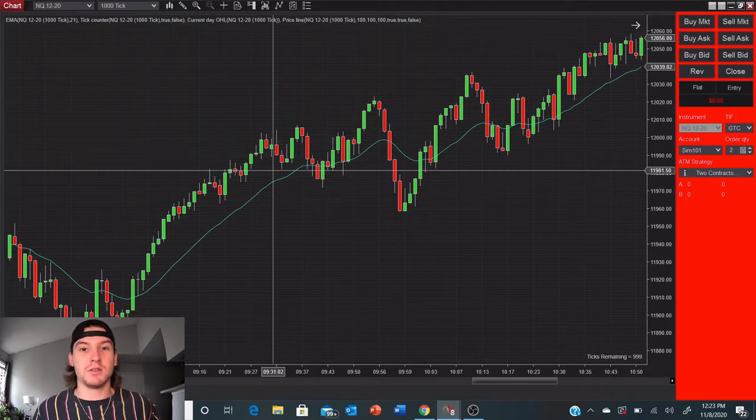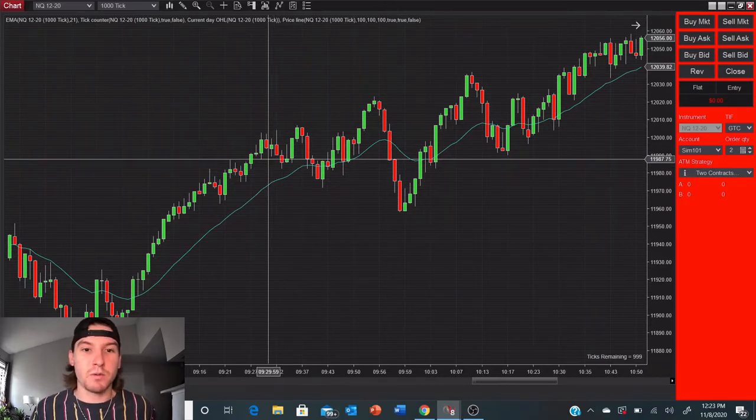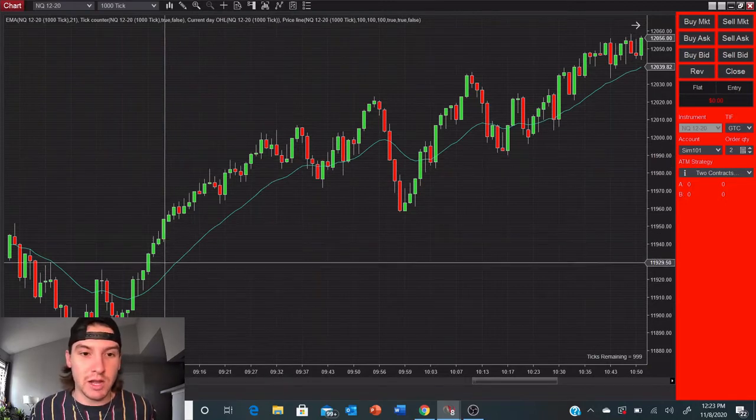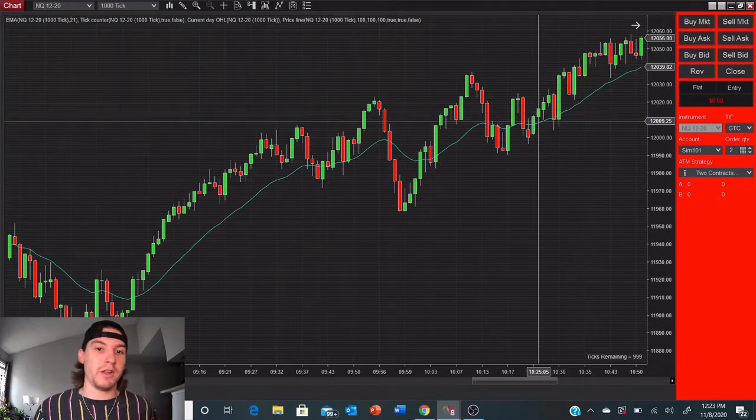I like them just because you can see the volume within each candle. And then next, I also use the 21 period exponential moving average, which is this blue line right here that you can see. I use this to give me direction of the market, basically.